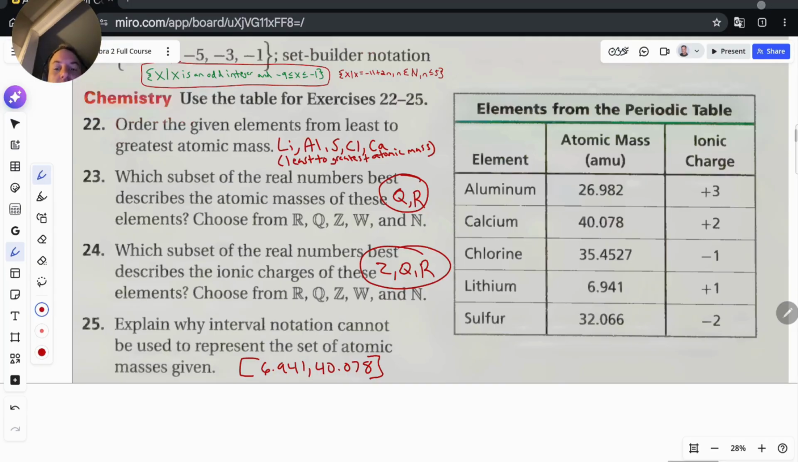So let's keep that in mind. Put a line through that. Interval notation cannot be used because the atomic masses are 5 specific isolated values, not a continuous range. Interval notation would incorrectly include all the real numbers between them. So, that's the key conceptual point, is that interval notation describes a continuous set of real numbers, not individual points.